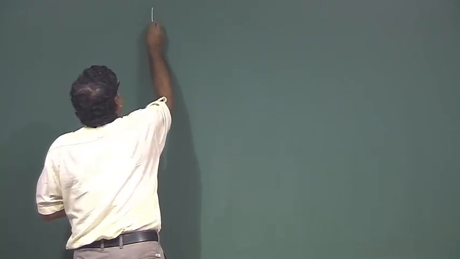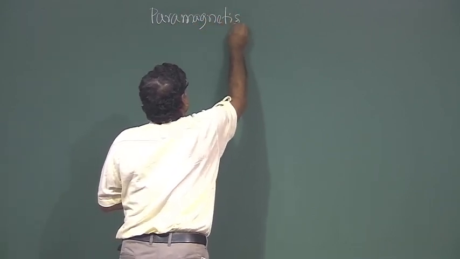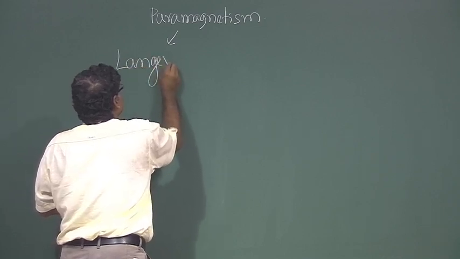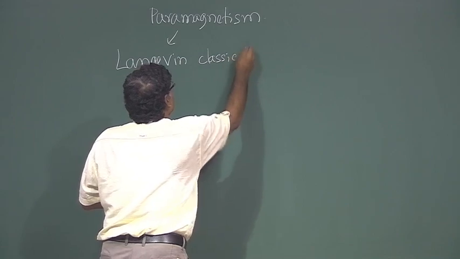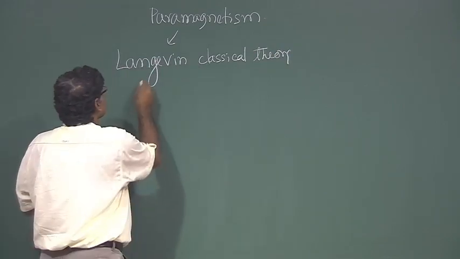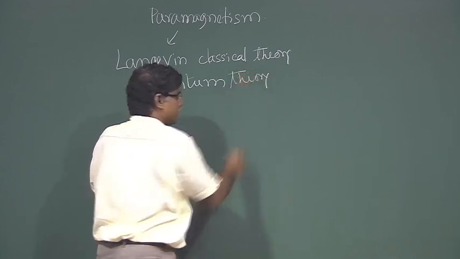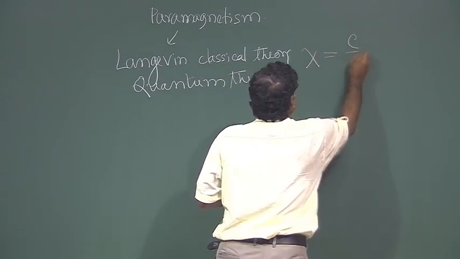So, we have discussed paramagnetism, this classical theory, paramagnetism, so this Langevin classical theory, as well as this quantum theory, and we get the same result. Its chi is equal to C by T, okay.